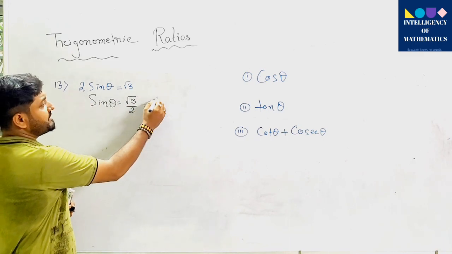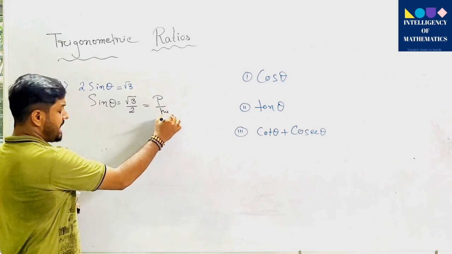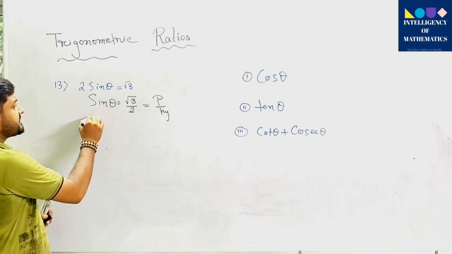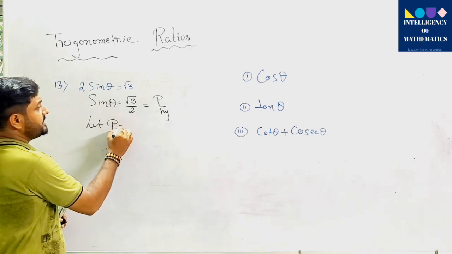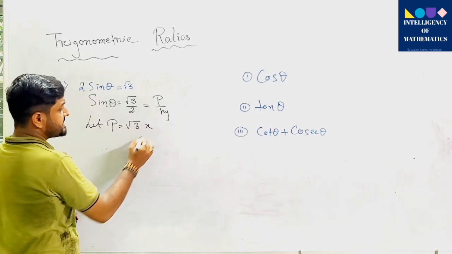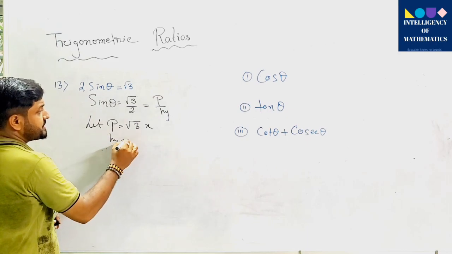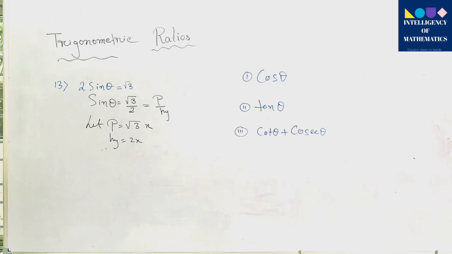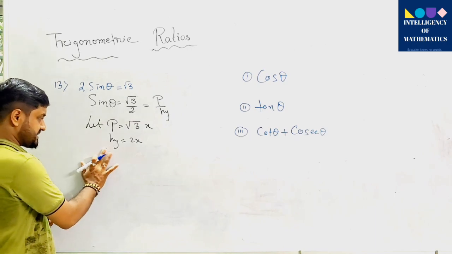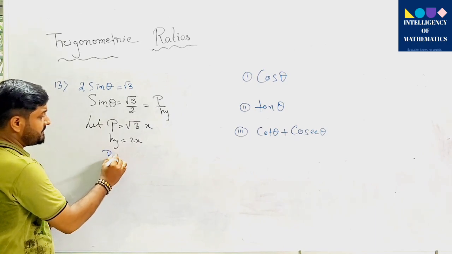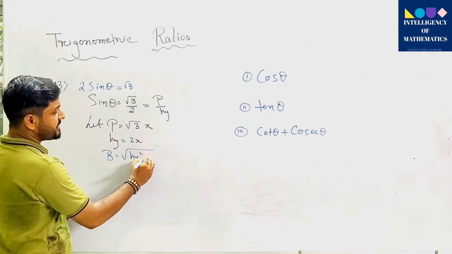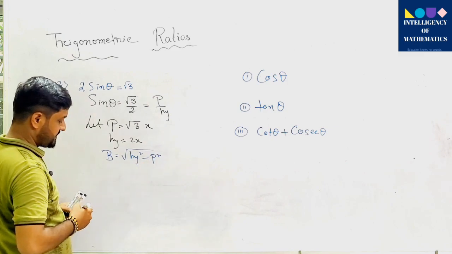We know sin theta means perpendicular by hypotenuse. So we will take, let, perpendicular will be root 3x and hypotenuse is 2x. So which is the missing side? Again the missing side is base, like the last one. We have a formula: base is equal to root over hypotenuse square minus perpendicular square.